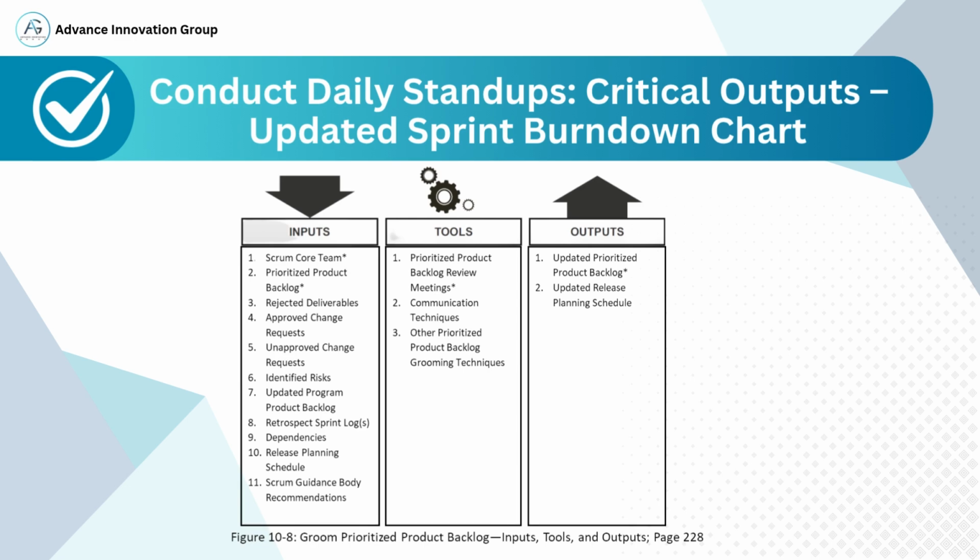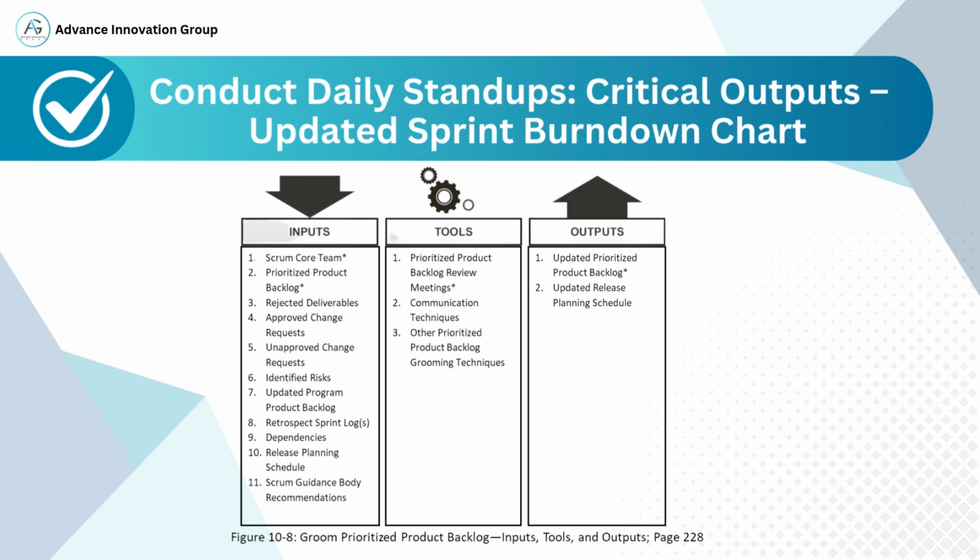This slide focuses on the critical outputs of conducting daily stand-ups in a Scrum environment, specifically highlighting the updated sprint burn-down chart. The visual is divided into 3 key columns: inputs, tools, and outputs, reflecting the Scrum framework's logical flow. Inputs. The inputs are the foundational elements required for effective daily stand-up discussions.